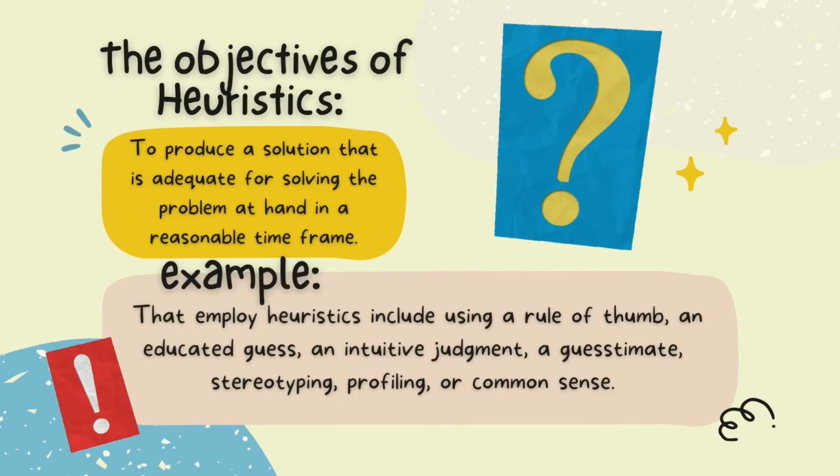Next, the objective of heuristics: to produce a solution that is adequate for solving the problem at hand in a reasonable time frame. Examples that employ heuristics include using a rule of thumb, an educated guess, an intuitive judgment, a guesstimate, stereotyping, profiling, or common sense.